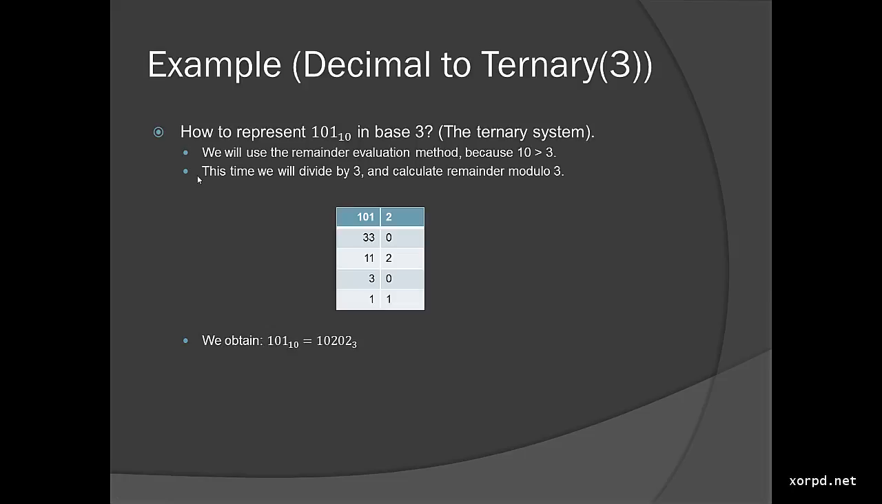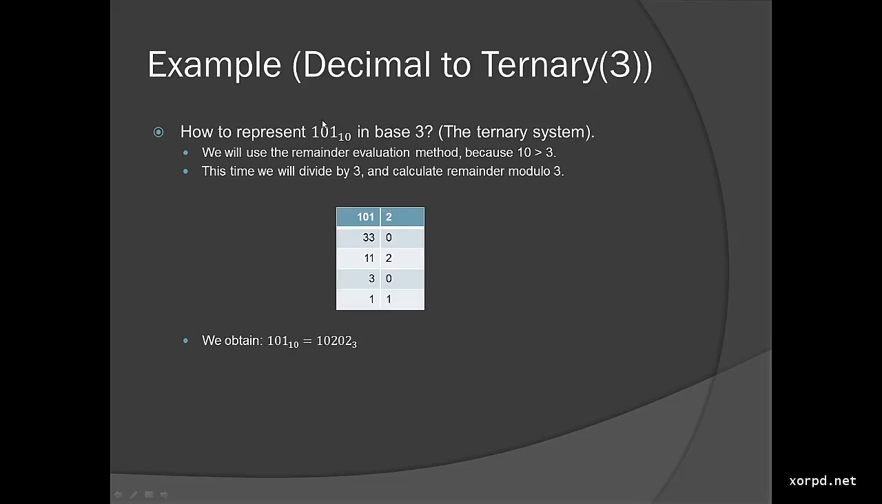Mostly the difference from the other case when we converted to base 2 is that this time we are going to divide by 3 instead of 2. And the remainders will also be calculated modulo 3 instead of modulo 2. Let's look at how it looks.